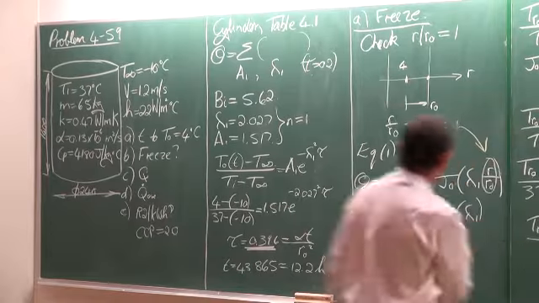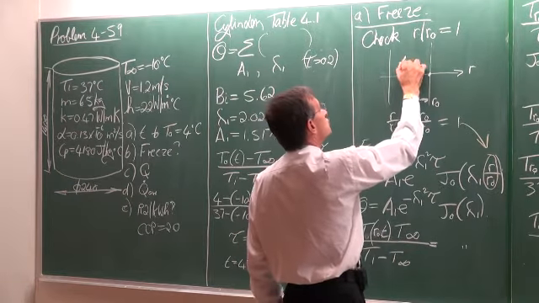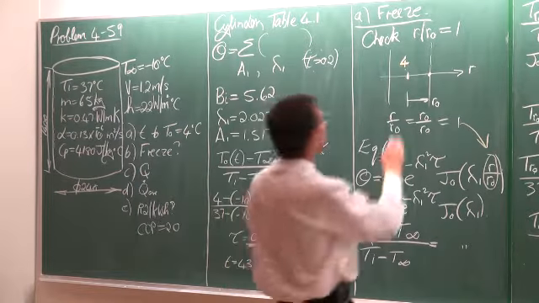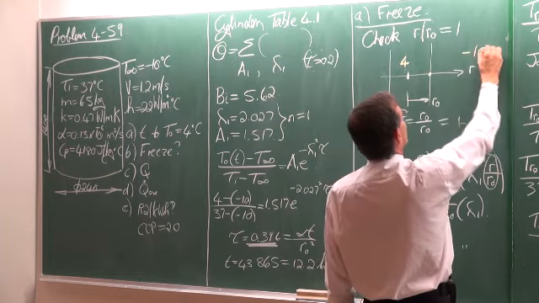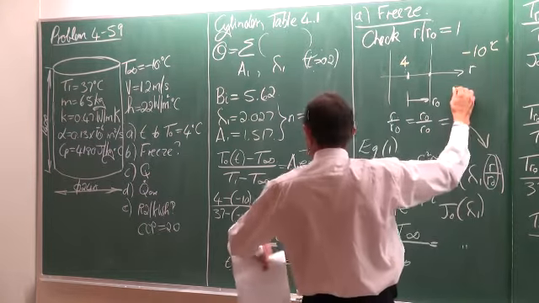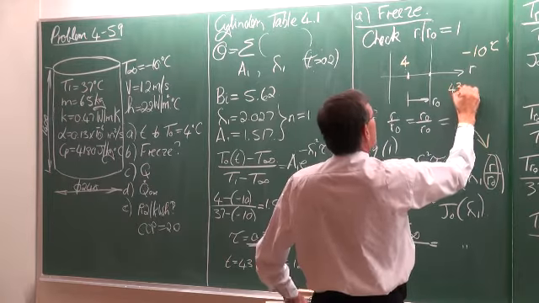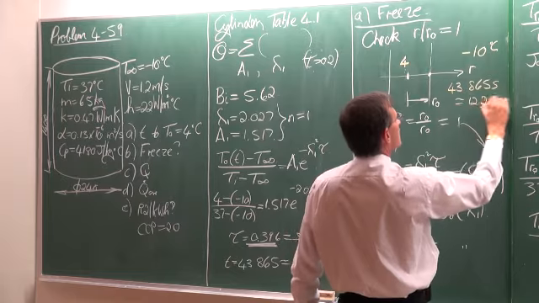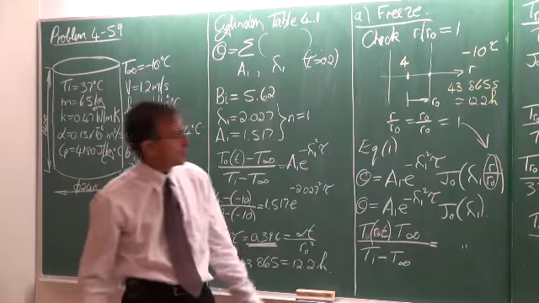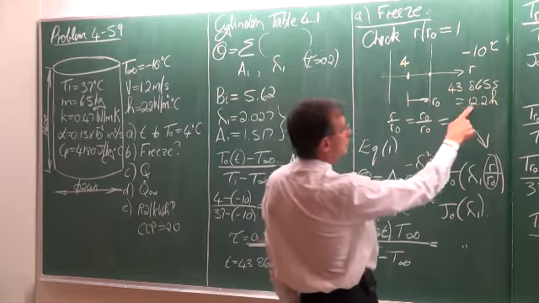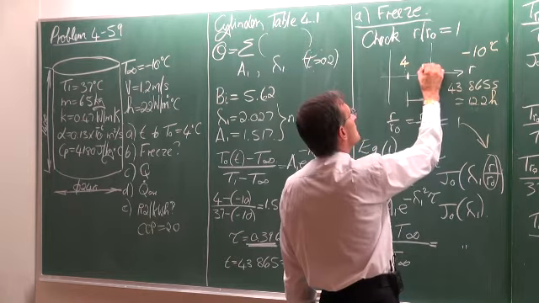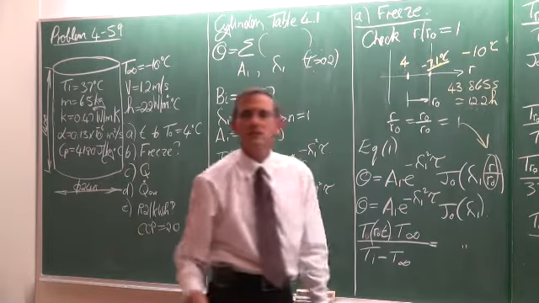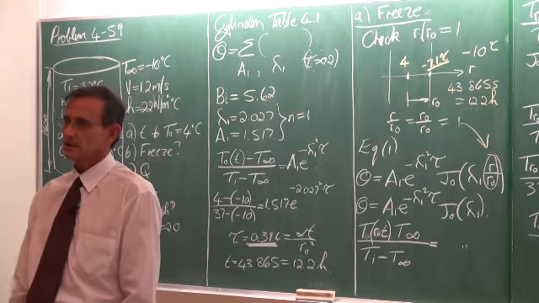So with part A of this problem, we've determined how long it will take for that temperature to be 4 degrees Celsius if it's minus 10 here. And that was after 43,865 seconds or 12.2 hours. So this problem tells us now that after 12.2 hours, this temperature here is minus 7 degrees Celsius, and yes, freezing will occur in this case.